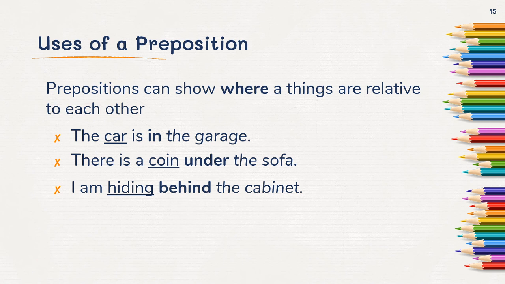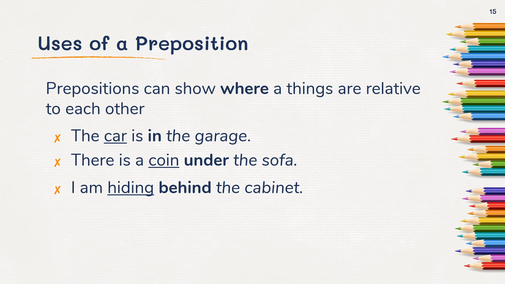So here we have the uses of a preposition. Prepositions can show where things are relative to each other. The car is in the garage. There is a coin under the sofa. I am hiding behind the cabinet. So let's go through these one by one. We know that prepositions show relations of nouns to other words or to other nouns.